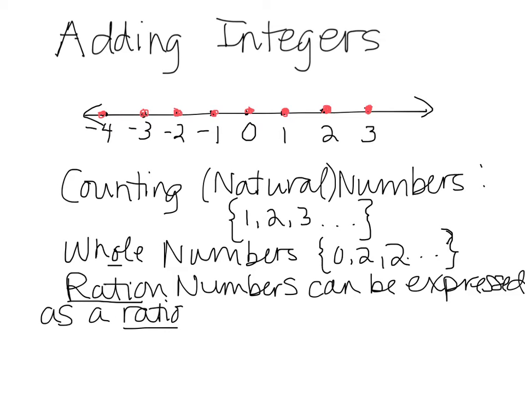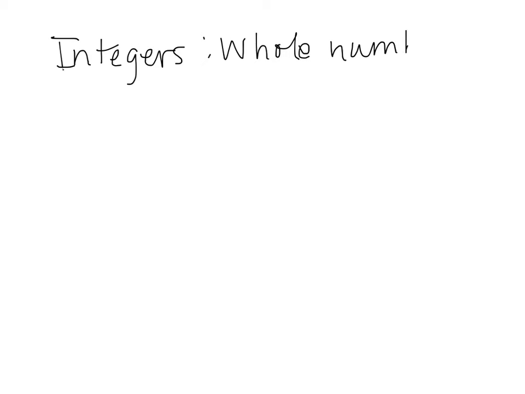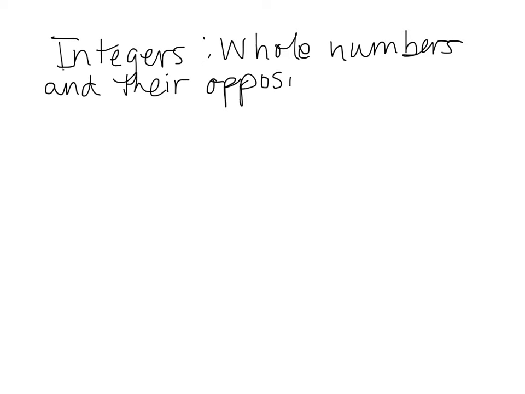And that leads us to the definition of integers. Integers are whole numbers. Remember what they are: 0, 1, 2, 3. Whole numbers and their opposites. So note, not all negative numbers are integers, just whole numbers and their opposites.